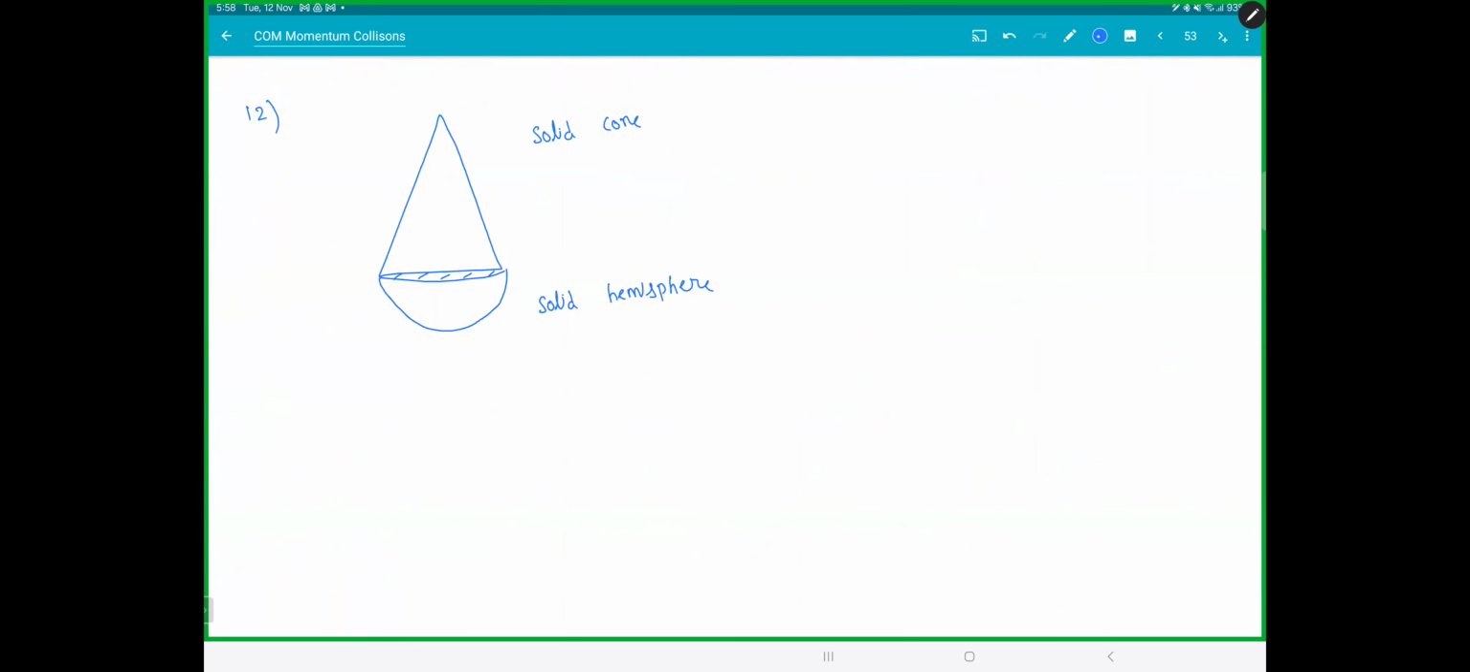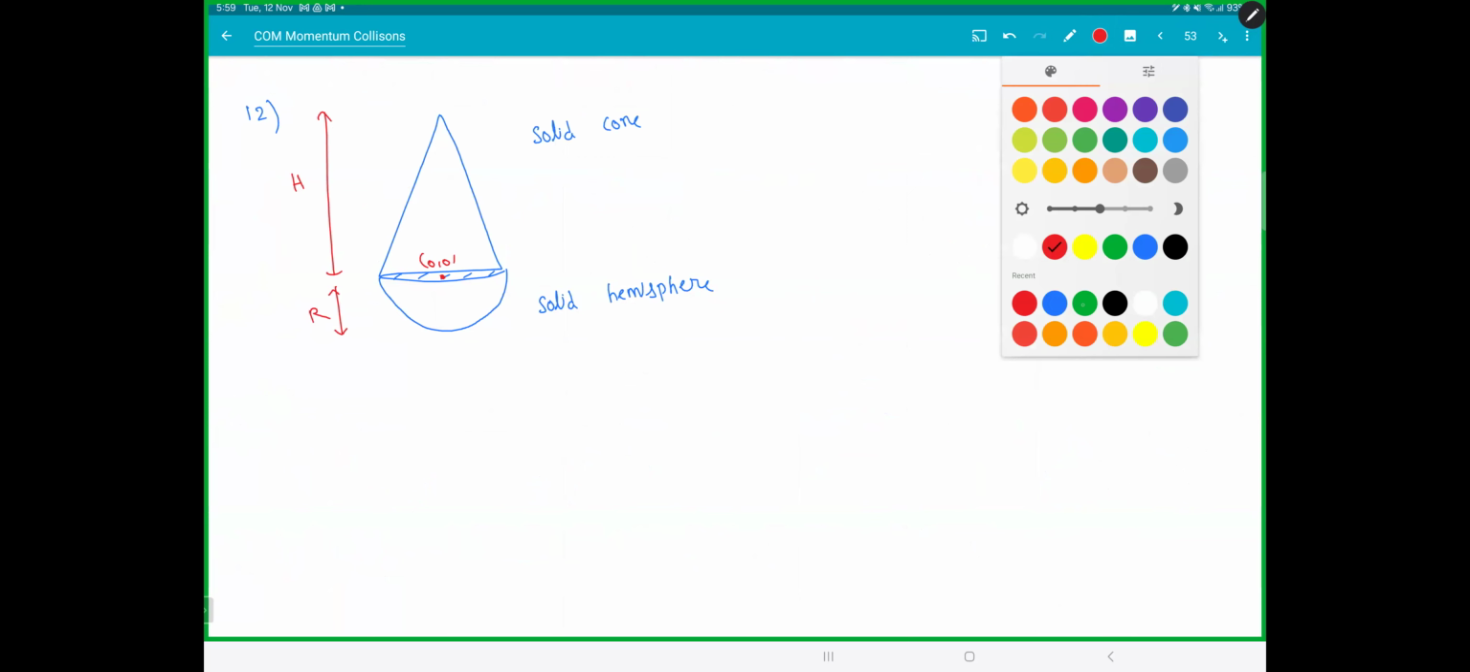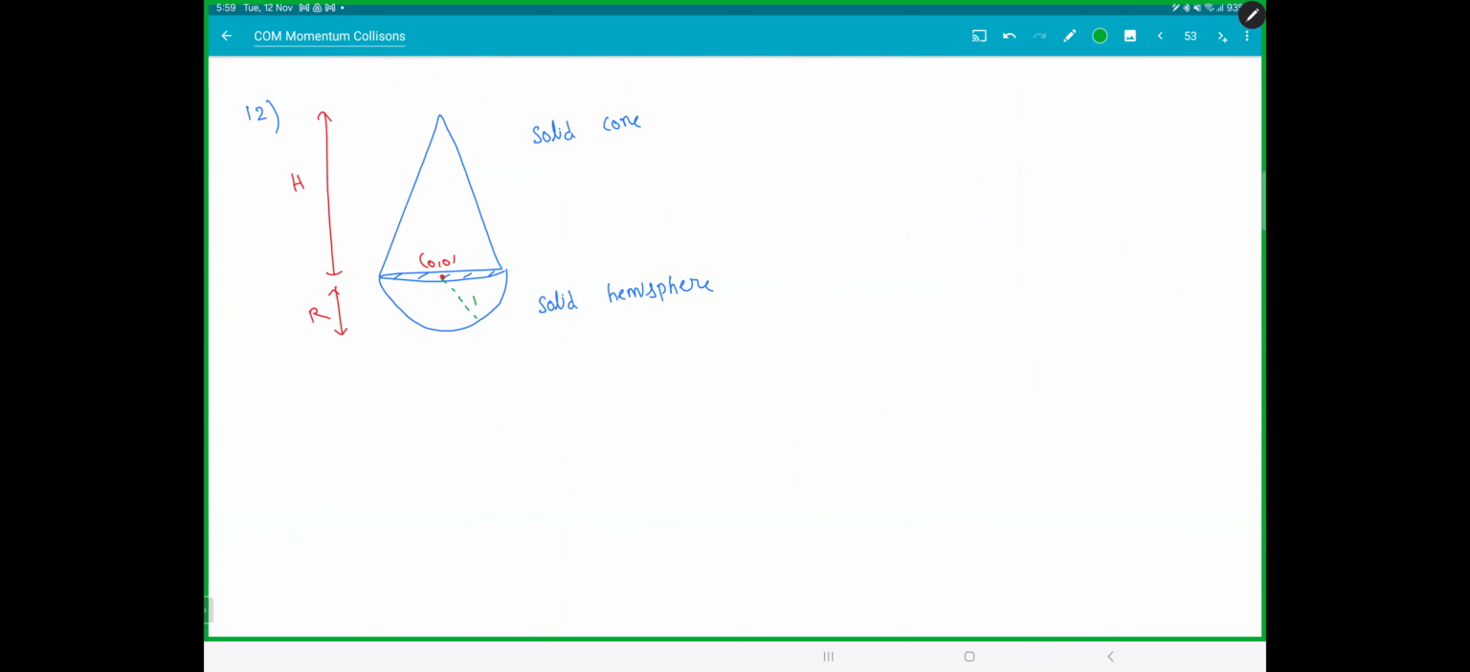So I made an inverted ice cream shape like this. This is your origin 0, 0. The height of the cone is h. The radius of the cone is r. So the radius of the cone and the hemisphere is the same. They both are made of the same material. Both are solid. Find the center of mass.